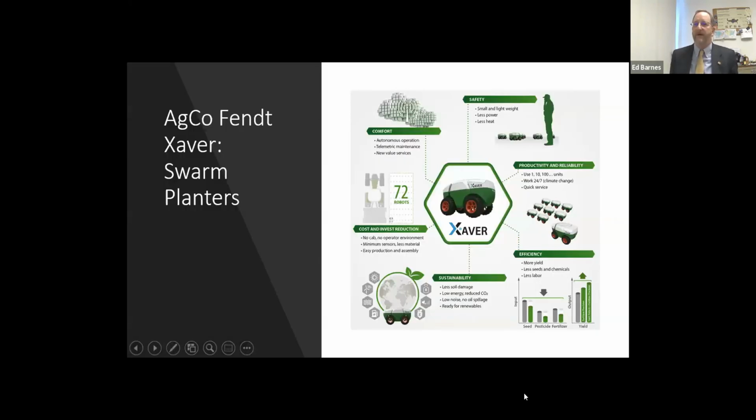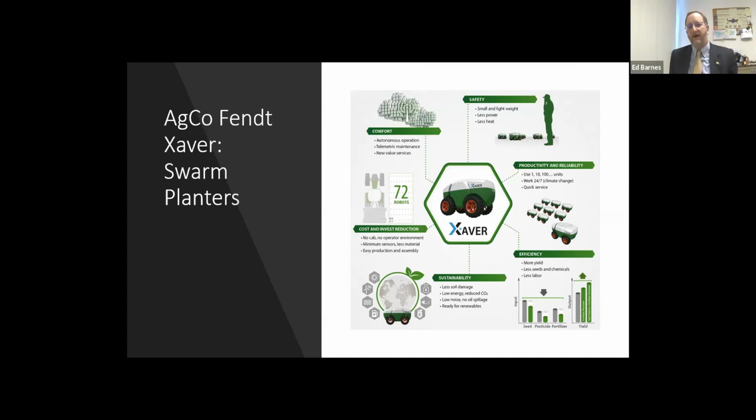Another commercial example on the planting side, and this may not be my first choice after Swarm Farm, but it is really interesting. AGCO is a large global agricultural company. They have a division in Europe called Fendt, and that company has talked about Xaver. That is their concept for swarm farming in the future, and it's really interesting. In this particular application, they're getting a bunch of little robots. They bring them to the field and let them go plant.